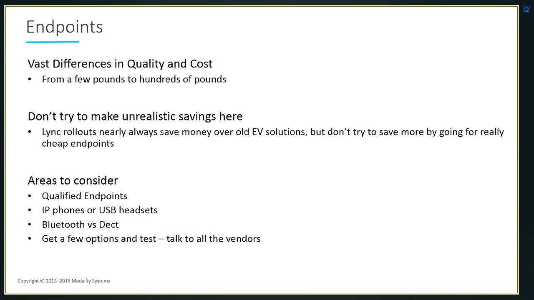There is a difference between IP phones and USB headsets, and again, dependent on the end user, it doesn't mean that if you're taking away their PBX phone to give them enterprise voice with Skype for Business, they're going to adapt to a USB headset straight away. So, like I say, speak to your end user and ensure you've got the right device.